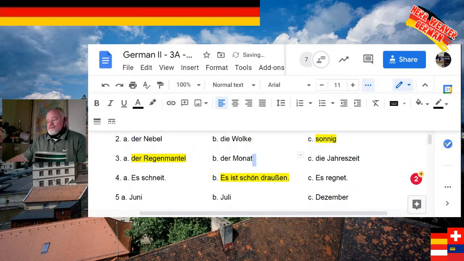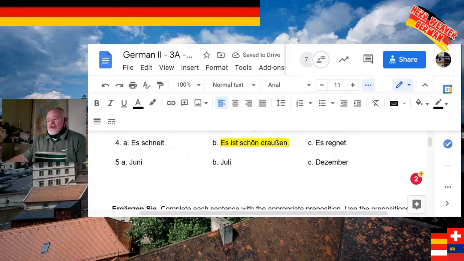Which one is December? Yeah, because Juni and Juli are in Sommer. Dezember ist im Winter. So Dezember passt nicht. Sehr gut.